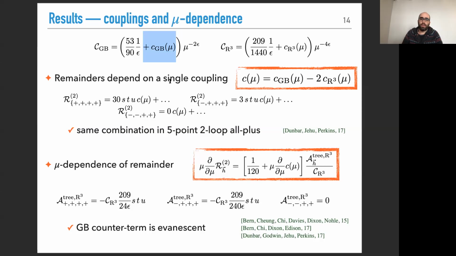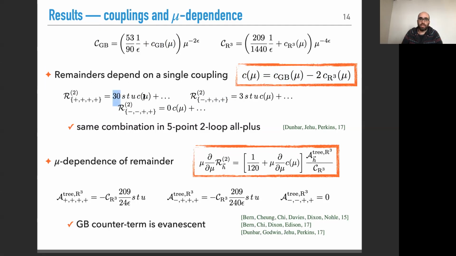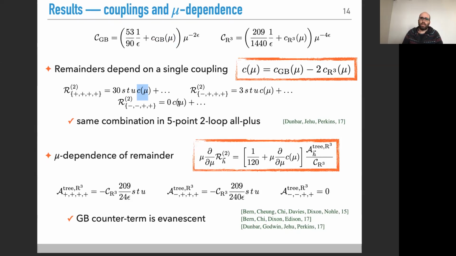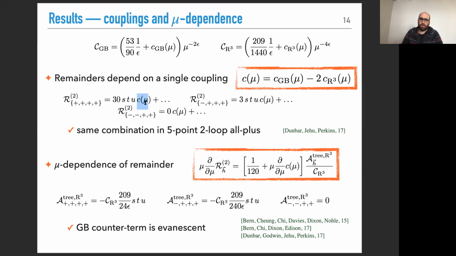It's interesting that the remainders don't depend individually on these two couplings, but across all helicities, they depend on a single combination of the couplings, in particular this combination here. I wrote the dependence explicitly. For the all-plus, you have 30 times C mu. For the single minus, you have 3 times C mu. And the MMPP is actually independent of C mu. This observation is valid for these helicities, but it also seems to hold for the five-point two-loop amplitude that was computed by these people.